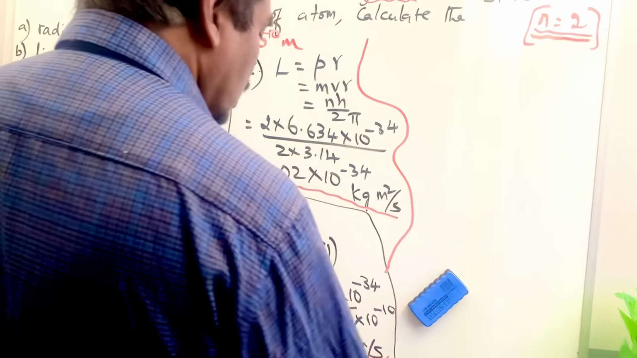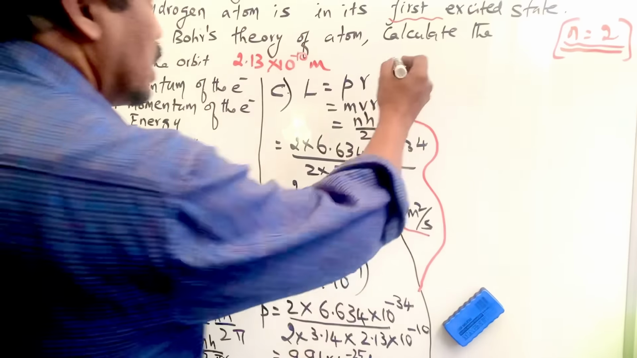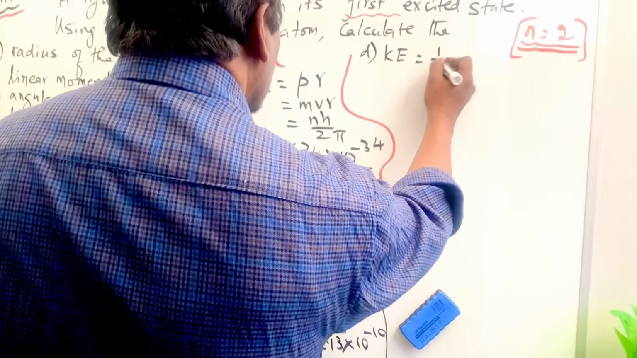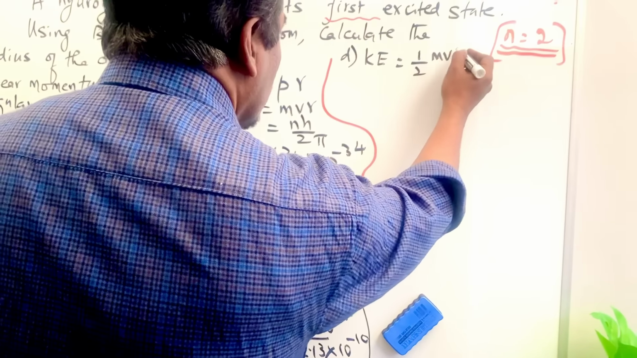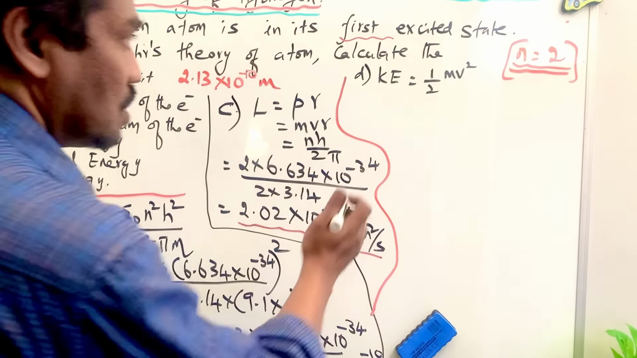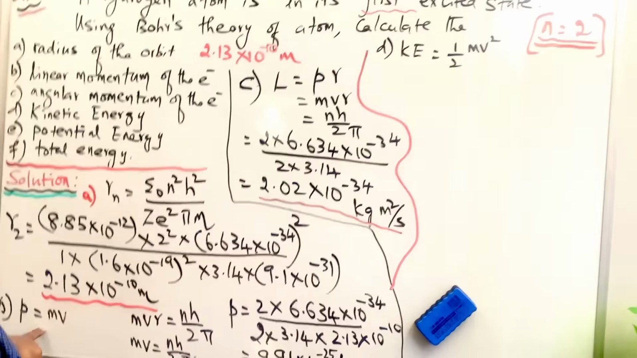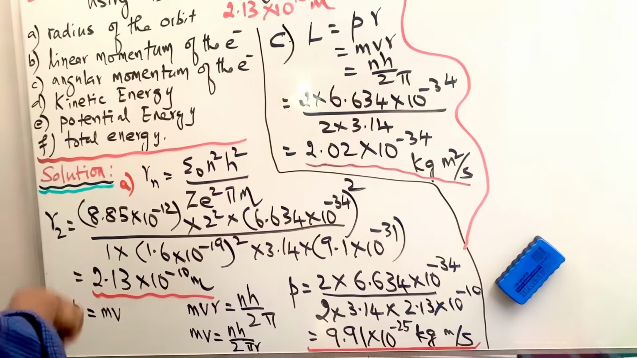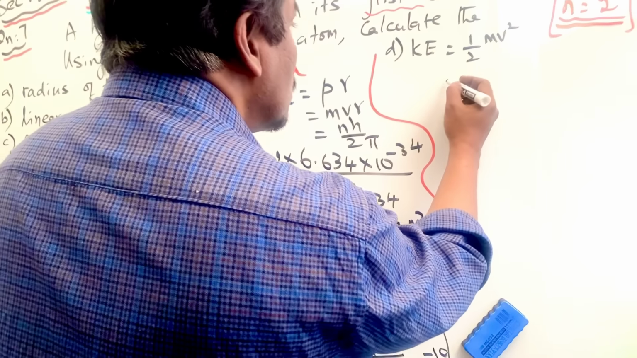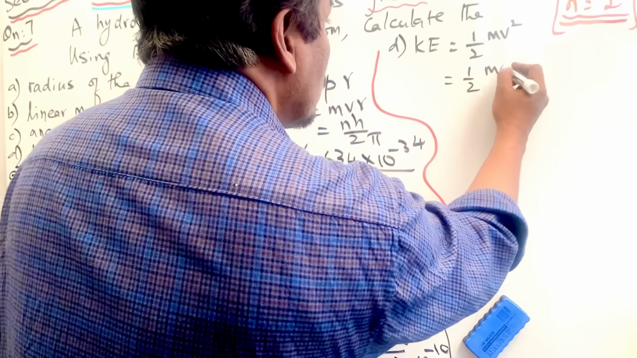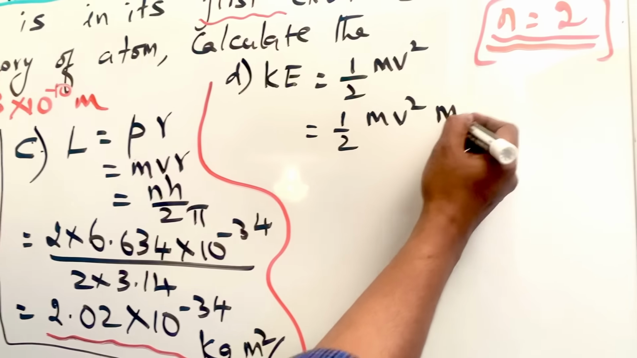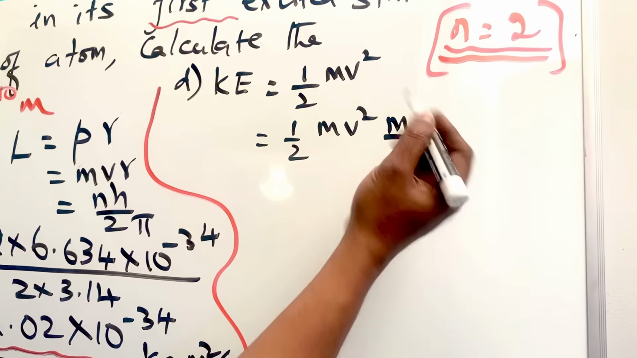Now D. D is the kinetic energy. In short, it is 1/2 mv squared. Here also v should be removed. We already know that p is equal to mv, so we can include this value of p there. So what I have to do is 1 over 2 mv squared. Here v is there already, so I have to multiply by m and divide by m, so the value will not change.